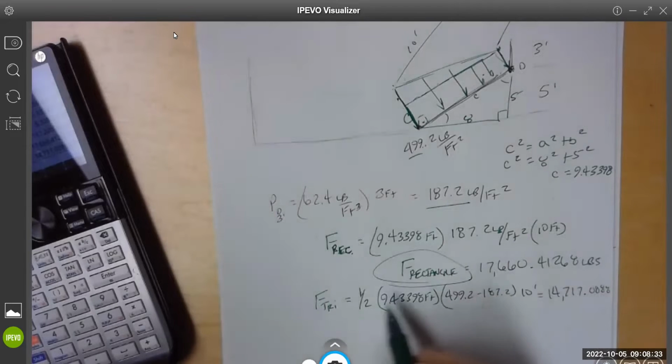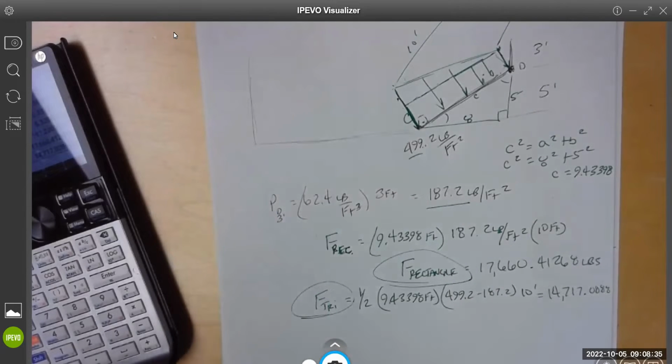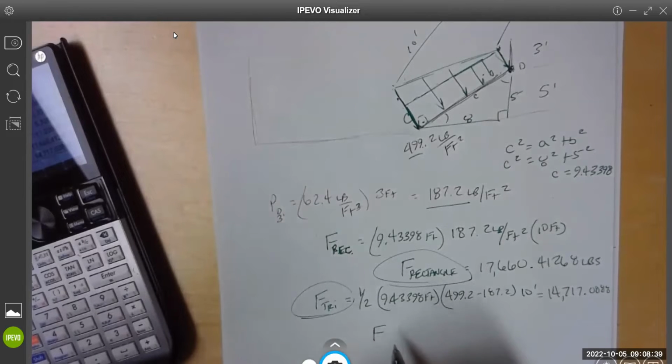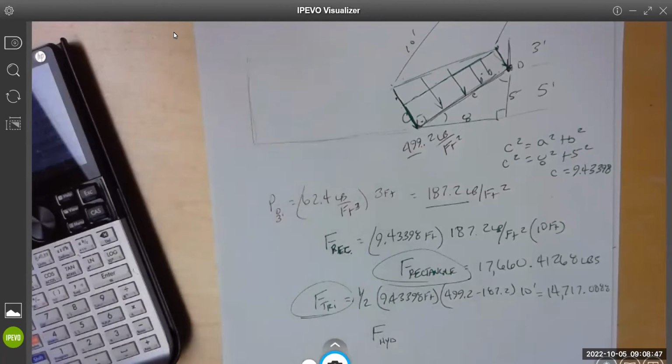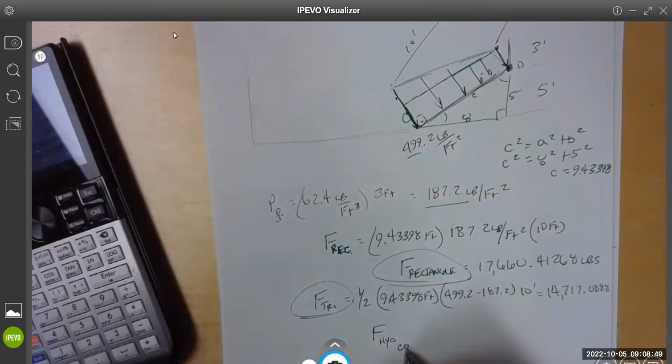So there's the rectangle, there's the triangle. We add those together, I get the hydrostatic force of this CD surface. Yeah, CD surface.